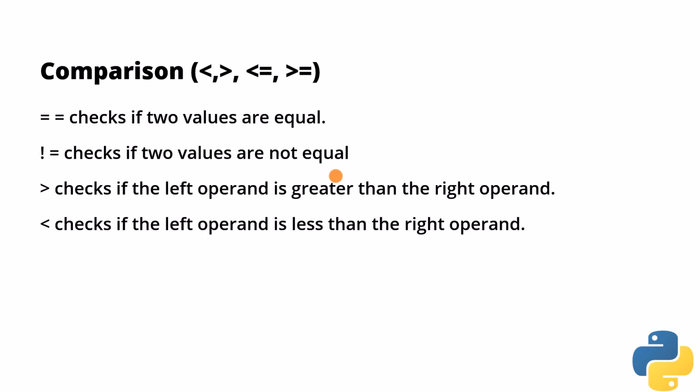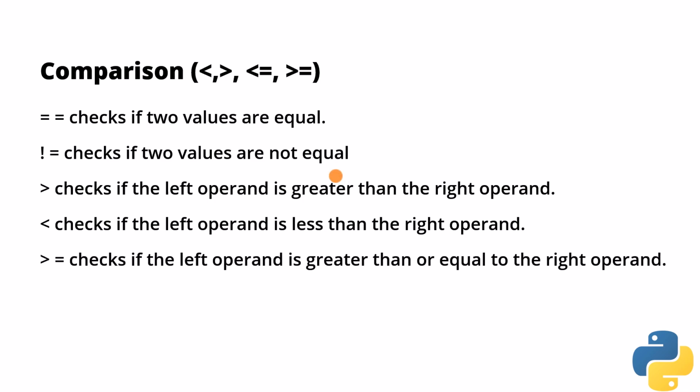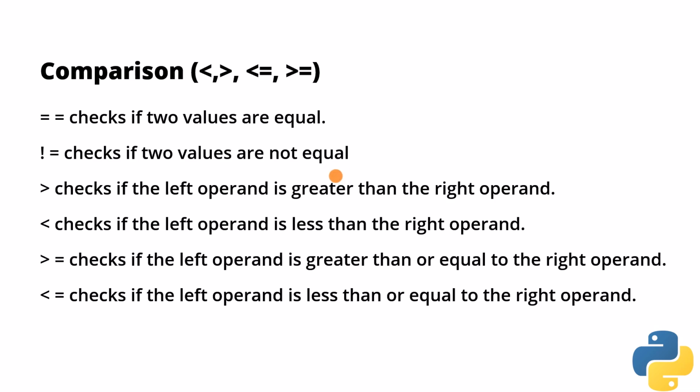The next one is the less than sign, which checks if the left operand is less than the right operand. Next we have the greater than sign with the equal sign, which checks if the left operand is greater than or equal to the right operand. And the last one here is the less than sign used with the equal sign, which checks if the left operand is less than or equal to the right operand.